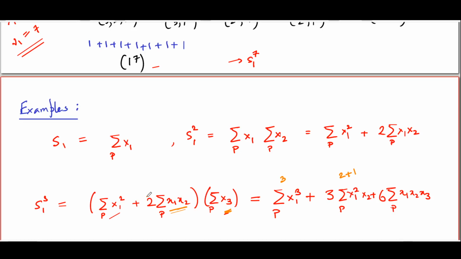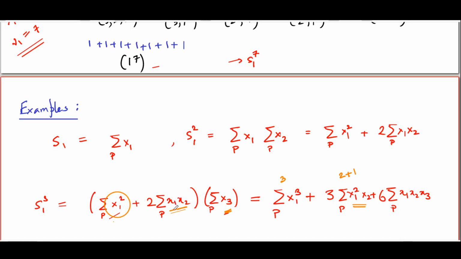But that is not the only way in which you can get x1 square x2. You can also get it by taking x1 square from here and x2 from here. So that is why that gives you an additional x1 square x2. So x1 square x2 in particular comes with a coefficient of 3. Of course, you will have all other permutations like x2 squared x5 and so on as well. But all of them will come with a coefficient of 3.